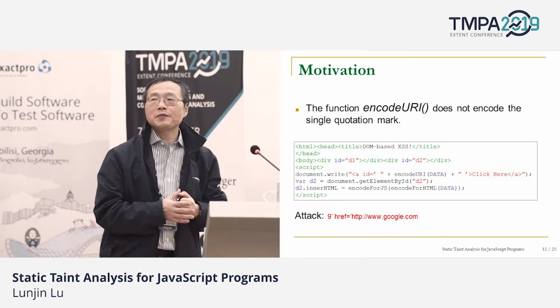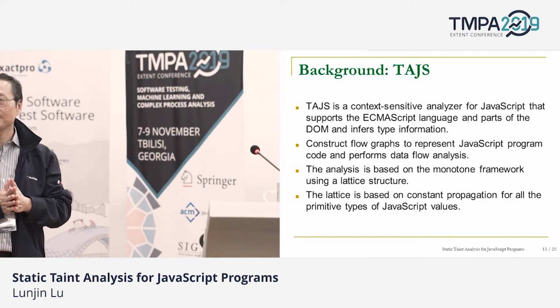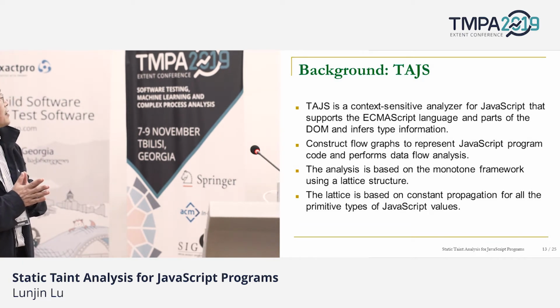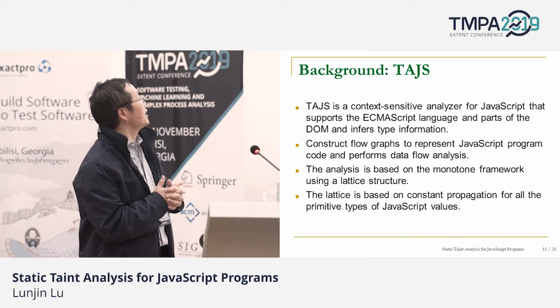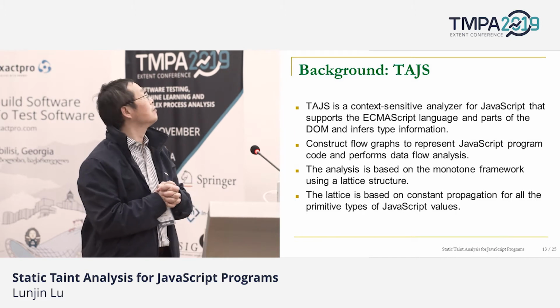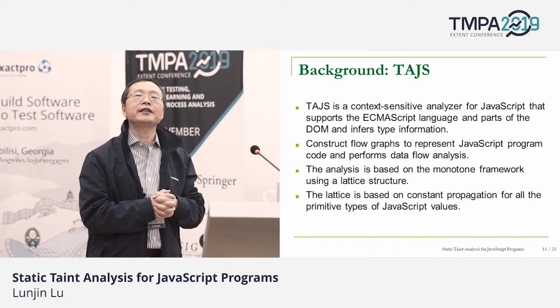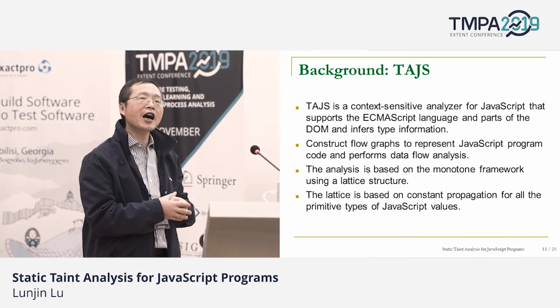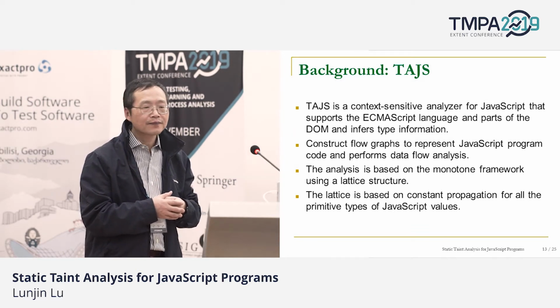Well, our work builds on another project called TAJS, Type Analysis for JavaScript programs. TAJS is a context-sensitive analyzer for JavaScript that supports the ECMAScript language and also the DOM, and it mainly infers type information. It can tell us the types of values a variable can take.